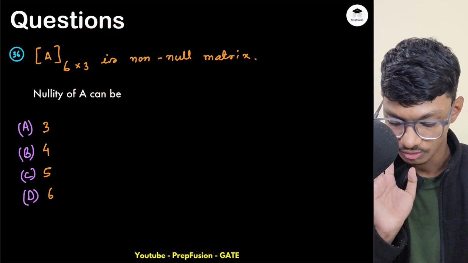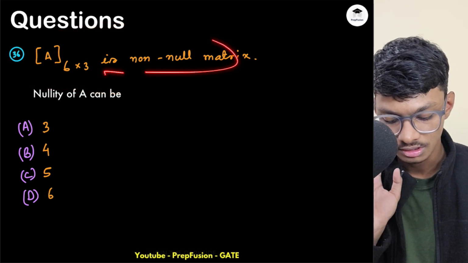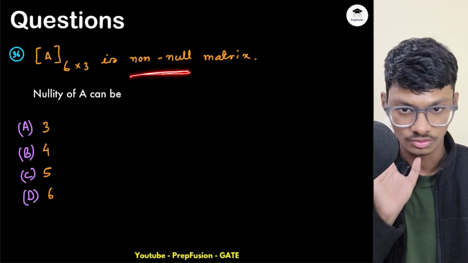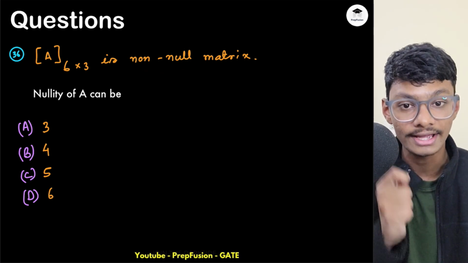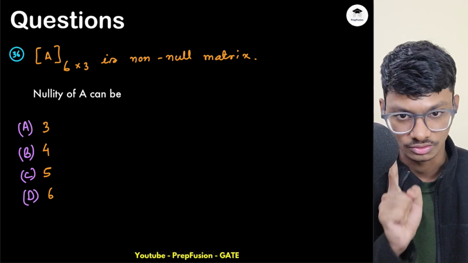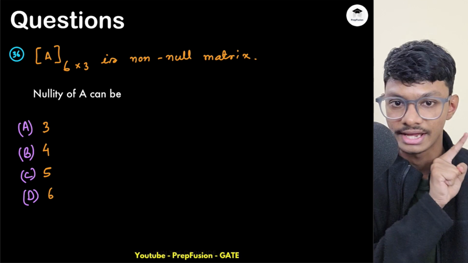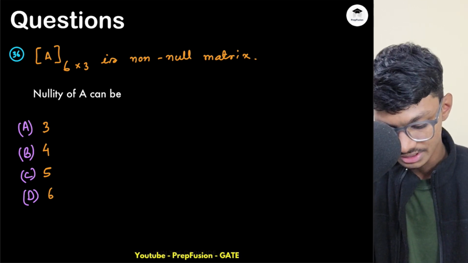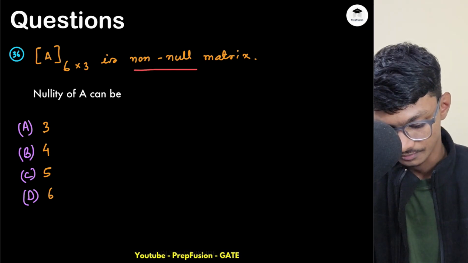So let's start that. I have a matrix A, 6 cross 3, which is a non-null matrix. What does non-null mean? It means it is not a null matrix. That means its rank cannot be 0. Only a null matrix has its rank equal to 0. Even if one element is non-zero, then its rank cannot be equal to 0. All elements have to be 0. So non-null means its rank cannot be equal to 0.